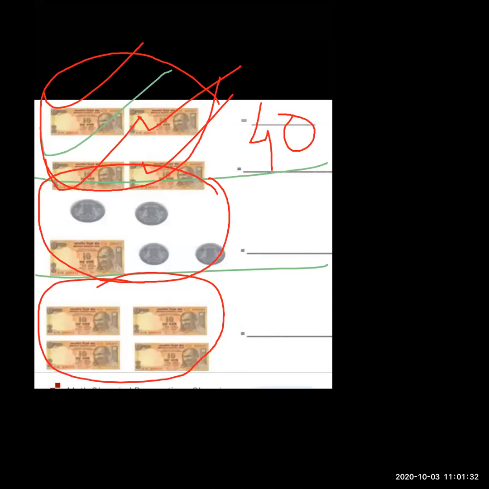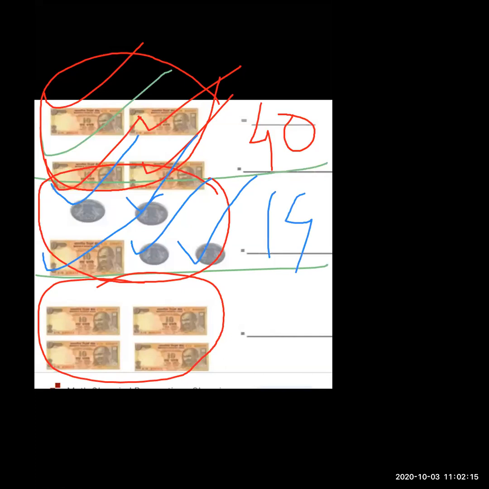1, 2, 3 and 4. How many coins are there? 4 coins are there, plus 10 rupees. 4 coins plus 10 rupees. Tell me students, total how many rupees are there? 14. Very good. Total 14. Okay, now go to the next.